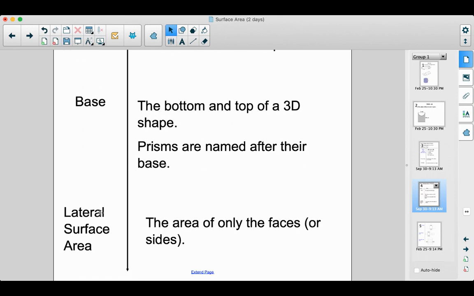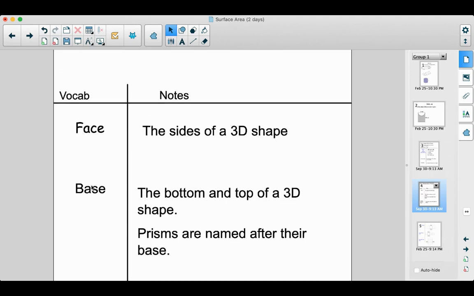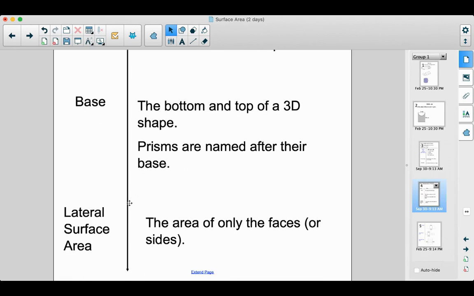The lateral surface area. If you ever hear the word lateral, lateral means side. You might think of other areas where you've heard the word lateral. It always means side. So the lateral surface area is the surface area of the sides, or just the faces. Lateral surface area just doesn't include the bases. All right, so make sure you have those definitions down. We'll start to look at some examples.